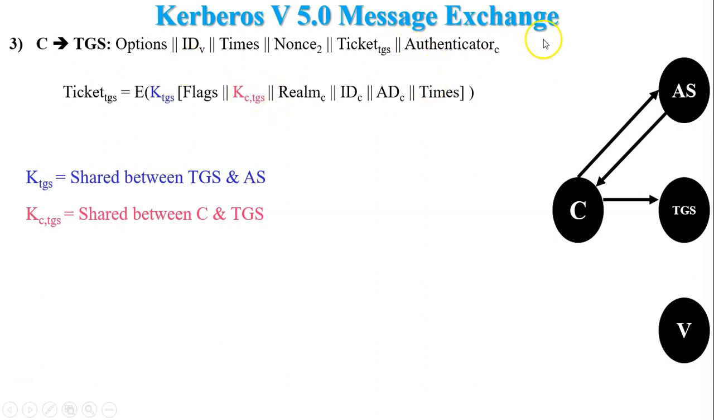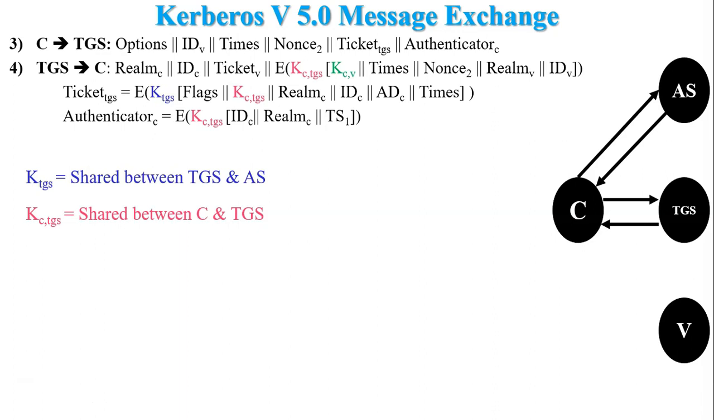The last portion of the request message is Authenticator C. The purpose of Authenticator C is to prove the authentication of the client to the ticket granting server. Authenticator C is also in encrypted form. It is encrypted using the session key KCTGS, which the ticket granting server already received from the ticket TGS. After decrypting Authenticator C, the ticket granting server will match the IDC and realm-C with the ticket TGS field. If both are the same, it means the client is authenticated. After that, the ticket granting server will reply to the client.